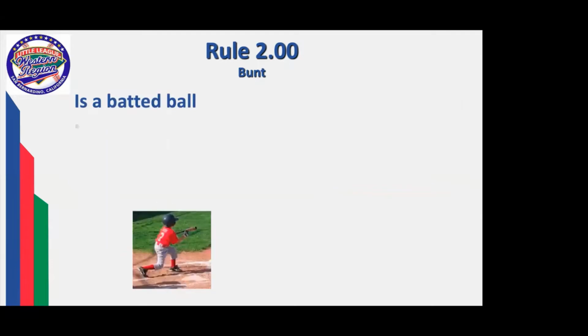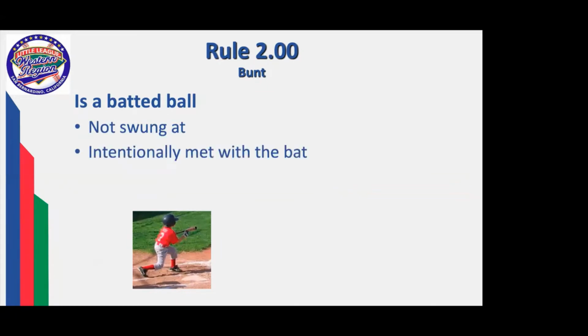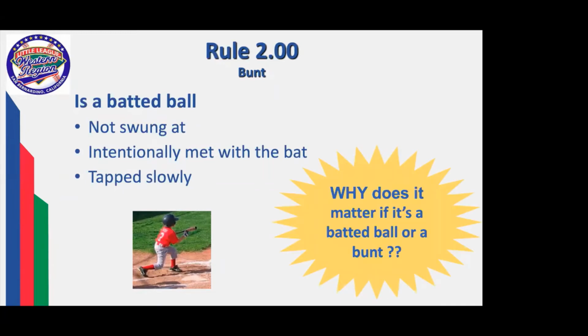Bunt. It's a batted ball, which is met intentionally with the bat, not swung at, and is tapped slowly, hopefully into fair territory. Now, one would ask, why do I care whether it's a batted ball or if I call it a bunt? Well, we recognize that if you bunt a ball foul with 2 strikes, that is going to be an out. We're not allowing a player to continuously bunt the ball foul and run the pitch count up in that kind of a situation.